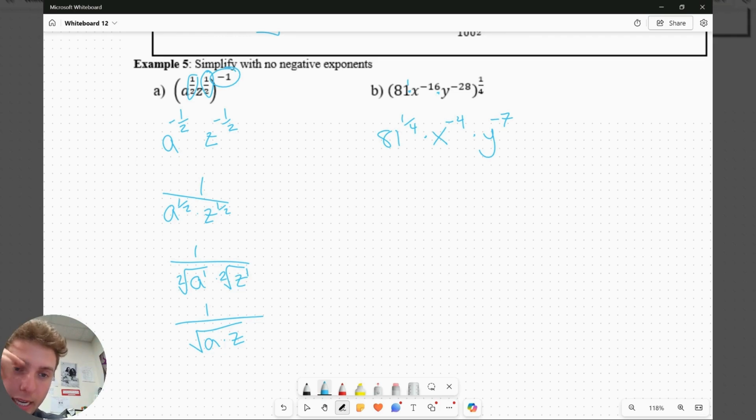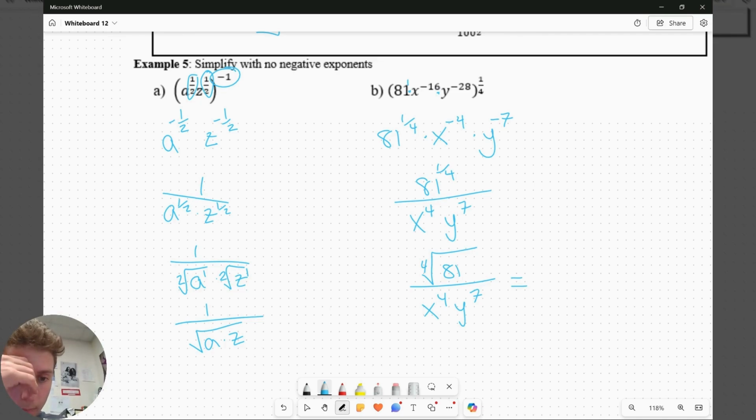Okay, do something I see now. I see negative exponents again. The 1/4 on the 81 is not negative, so that stays on top. But the x and the y move to the bottom because they were negative. Okay, 81 to the 1/4. That's the same thing as a root, we said. The root is the bottom, the power is the top. 81 to the first is just 81, so that's fine. The x and the y, those don't combine because they're different variables.